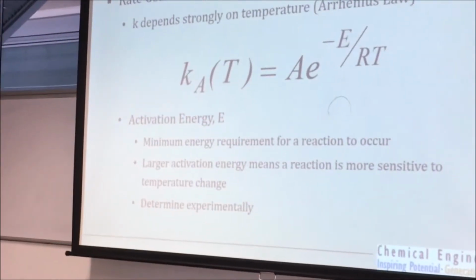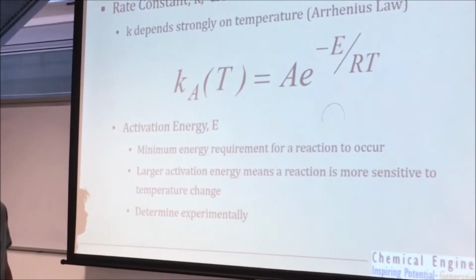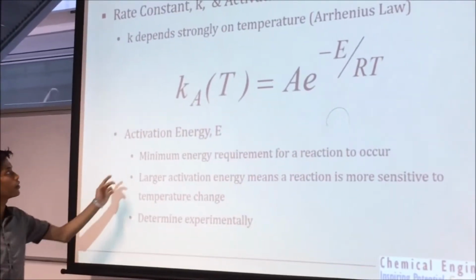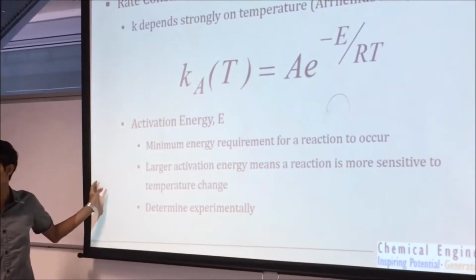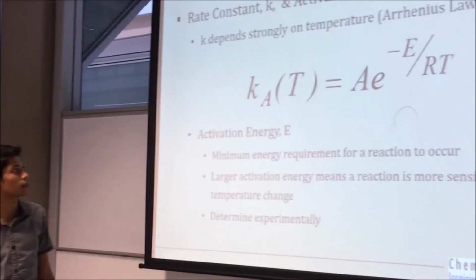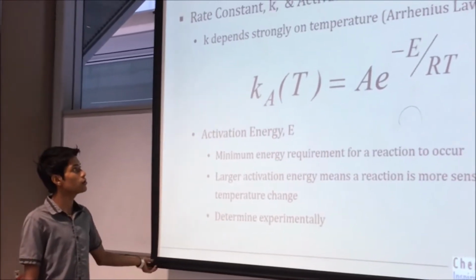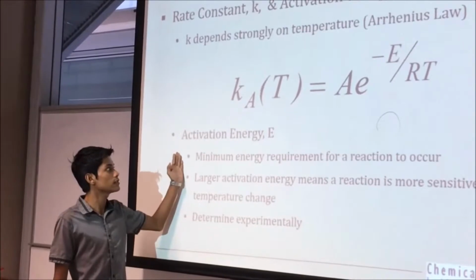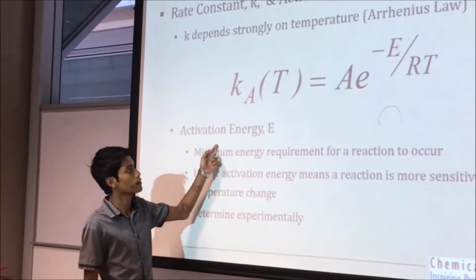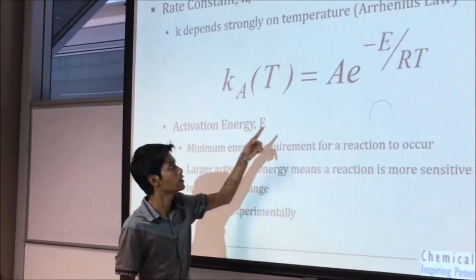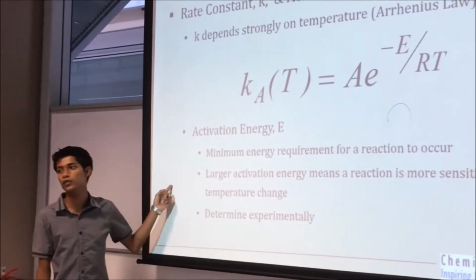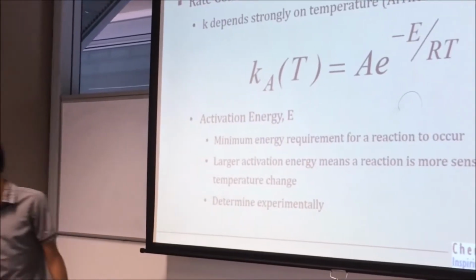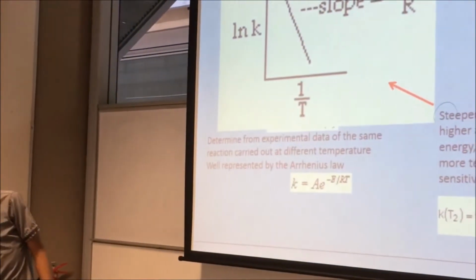Okay. For the rate constant and activation energy, K will strongly depend on temperature. As you all know, for Arrhenius law, you know right, Arrhenius law, K is depending on the temperature. So we can find activation energy using this equation. This is the activation energy, and after we solve this equation, we can find the activation energy. Okay, I will show you how to find the activation energy. Okay.